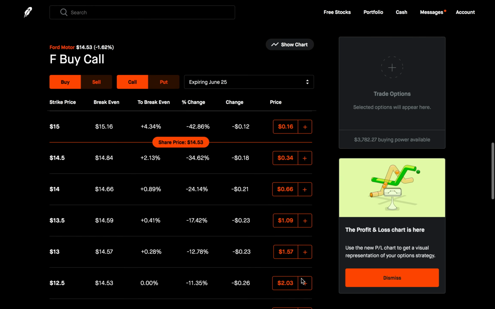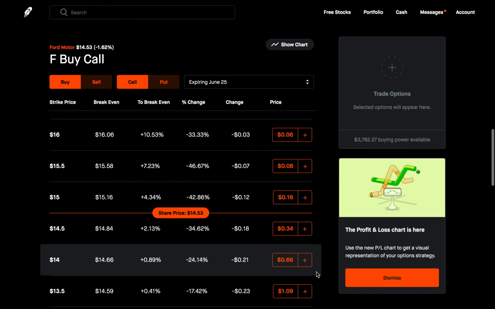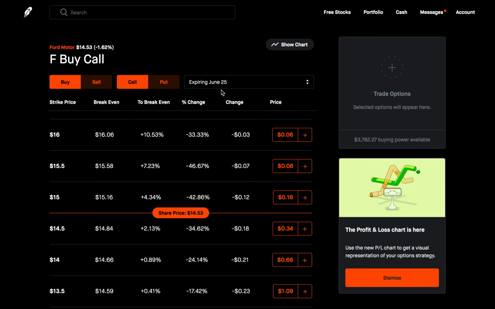But here we are on the options for Ford Motor. So now that I've found a stock that I'm bullish on, here's how we would set up this strategy. So the first thing, of course, is always to choose an expiration date. And that's really going to depend on what your timeline looks like as far as how long you think it will take the stock to move up. Let's say I think the stock will go up in the next 2-3 days. So I'll just leave it as June 25th for my expiration date.